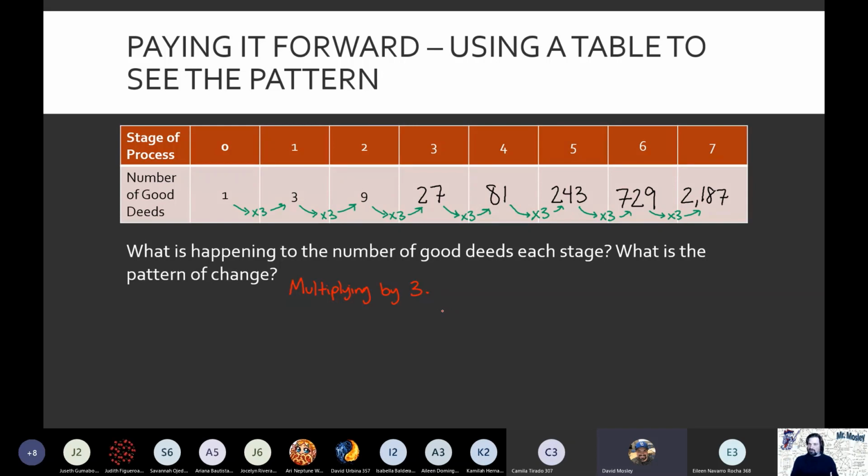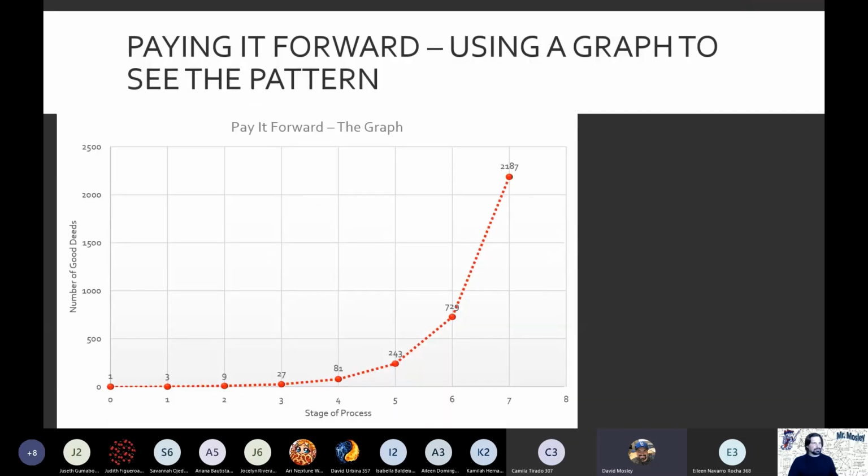Right, so the multiplying by 3, that is essentially our rate of change. Within this part of the unit where we're talking about exponential growth, we're looking for a number that we multiply by each time for our rate of change. This is what the graph of that would look like.